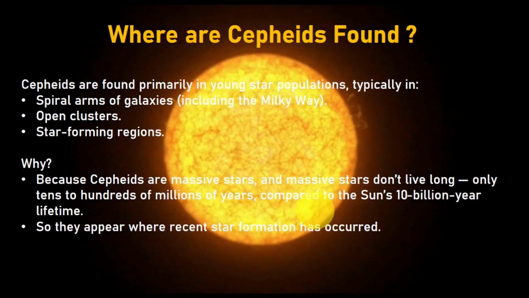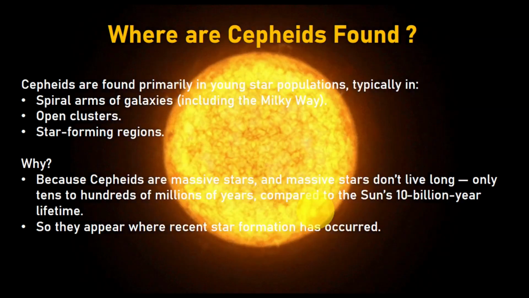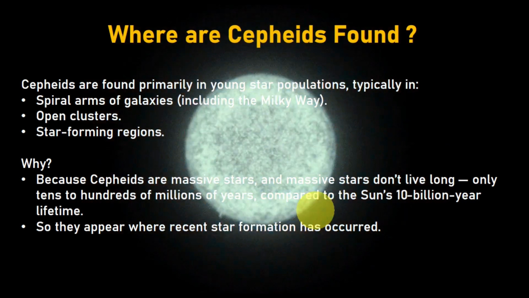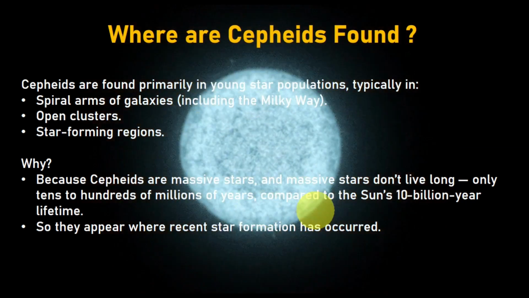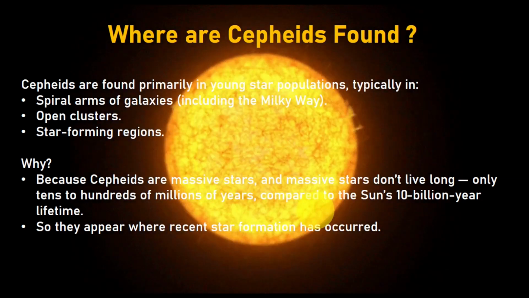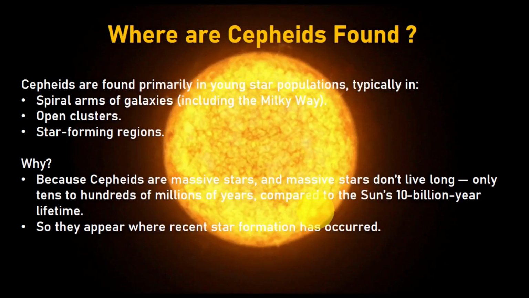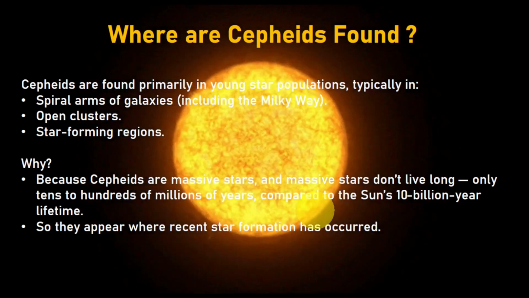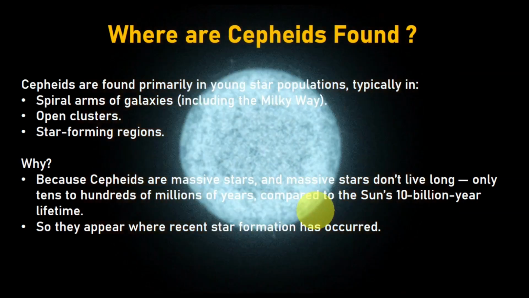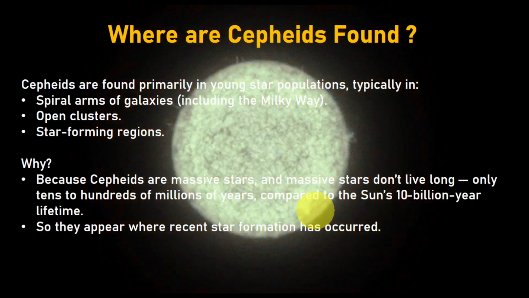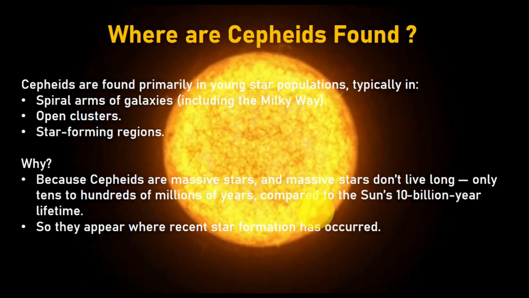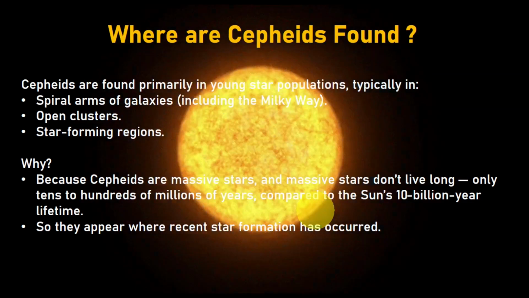Now, in terms of where they are found, Cepheids are young stars. They are found primarily in young star populations, typically in the spiral arms of galaxies, which is why you see a lot of young stars there. Not just our Milky Way galaxy, but other galaxies too. They can be found in open clusters and in star-forming regions. And the reason why you find them in these regions is because they are massive stars.